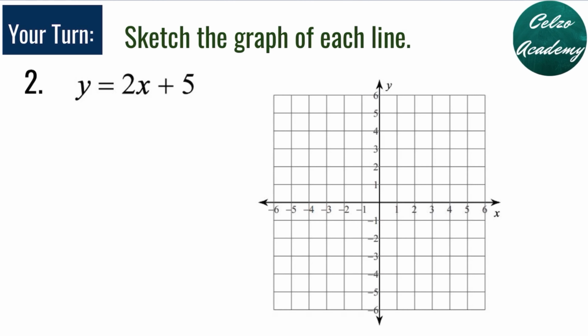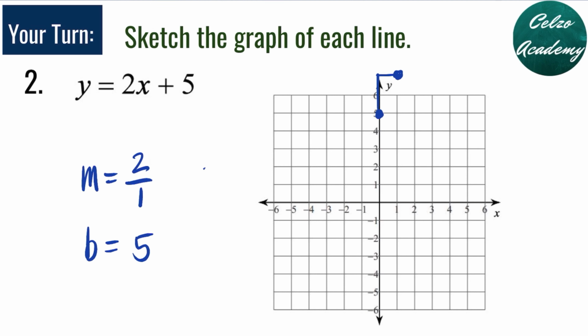Question number 2. Y is equal to 2x plus 5. What do you think is the slope and the y-intercept? The slope is 2 or 2 over 1 and the y-intercept is 5. So to graph this, we will begin with the y-intercept 5. And the slope is 2 over 1. That means we can go 2 up and then 1 to the right.